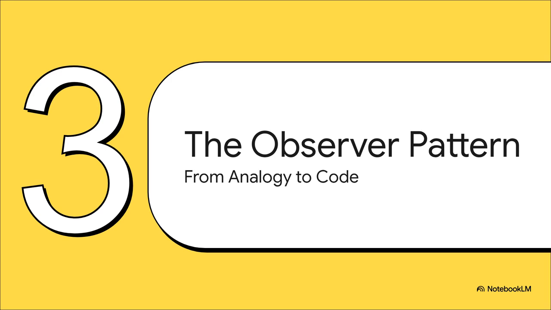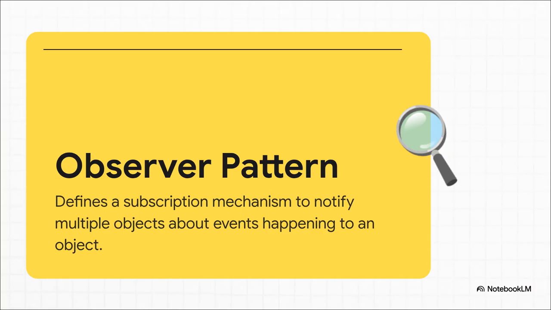Okay, so let's take this super elegant real-world idea and translate it into our code. This is exactly what the Observer design pattern is all about. It's literally the software version of that magazine subscription we just talked about. So what's the official textbook definition? Well, the Observer pattern is a behavioral design pattern that lets you set up a subscription system right in your code. At its core, it's about one object, the publisher, keeping a list of other objects, the subscribers. And whenever something interesting happens to the publisher, it automatically tells everyone on its list.